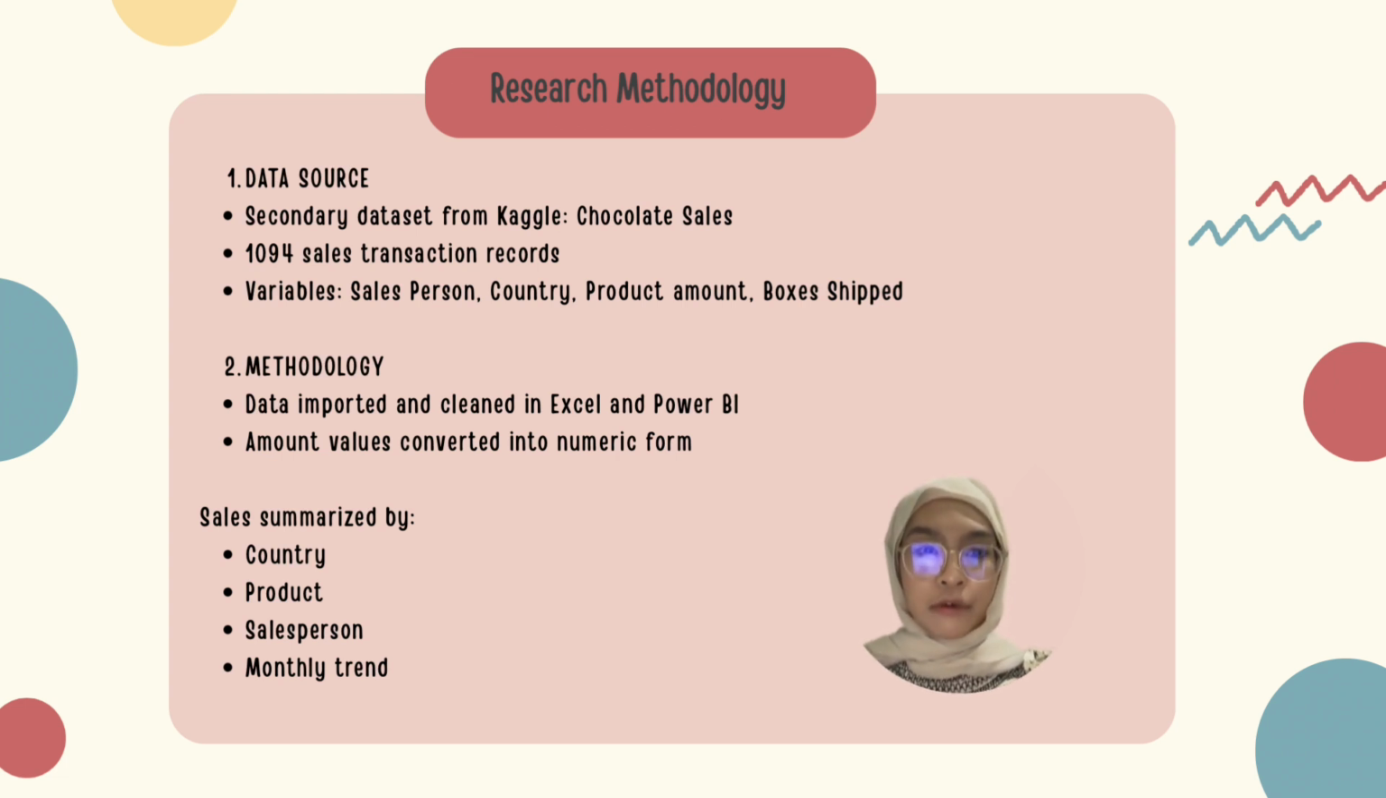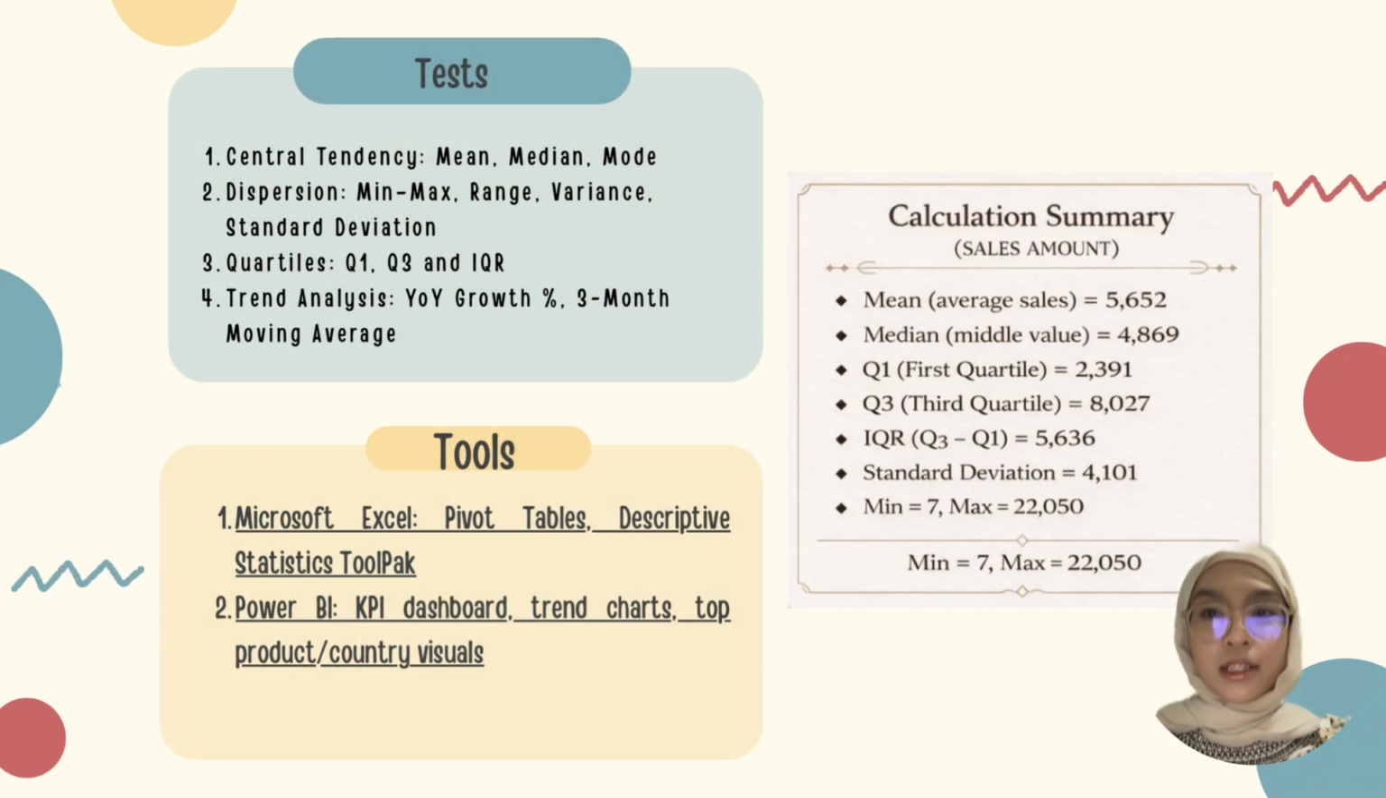In terms of methodology, the dataset was imported and cleaned in Excel and Power BI. The amount values were converted into numeric form, and the sales were summarized by country, product, salesperson, and monthly trend. For the statistical tasks, we apply descriptive statistics to better understand the dataset. We measure central tendency: mean, median, mode; and dispersion: min, max, range, variance, standard deviation. Quartiles such as Q1 and Q3 were calculated along with the interquartile range. We also include trend analysis, year-on-year growth percentage, and 3-month moving average to observe overall sales performance over time.